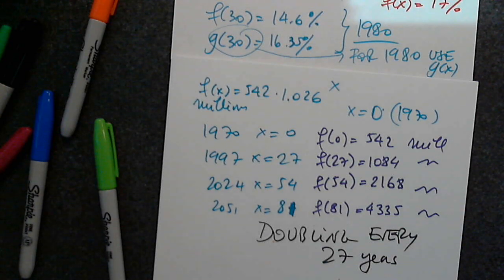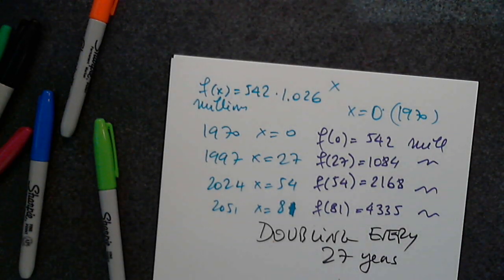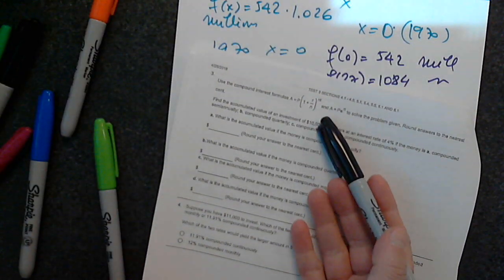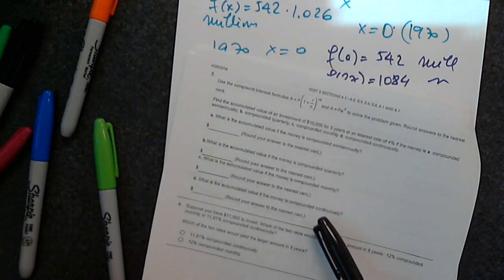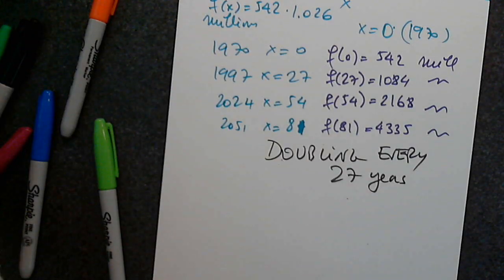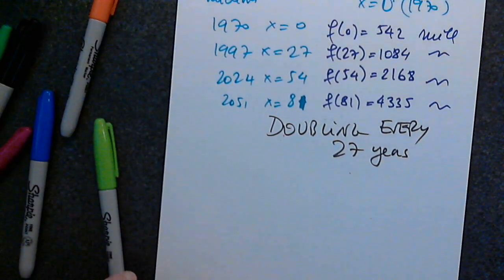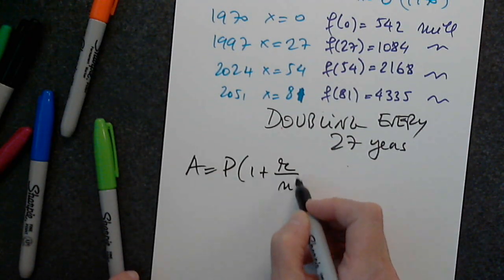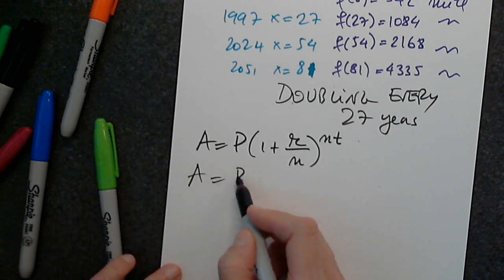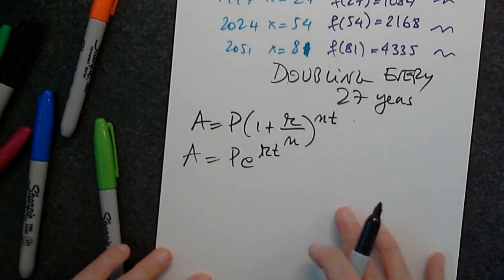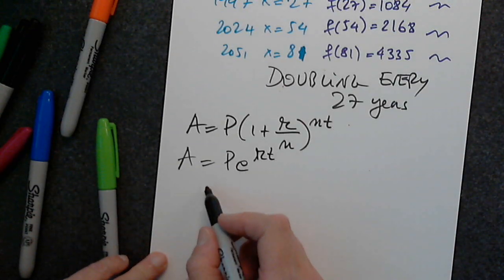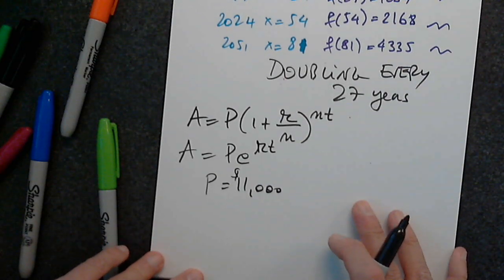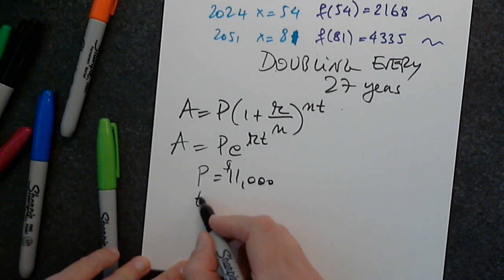Number 4. Suppose you have 11,000 to invest. This problem does not give us the model, but the model is up here. So it may be given in a different problem. It will be given to you. You do not have to memorize it. So we have two possibilities. A equals P times 1 plus r over n raised to nt, or A equals P e to rt. And we're told we are investing, so the principal is 11,000. Which of the two rates would yield a larger amount in 5 years? So t equals 5 years.